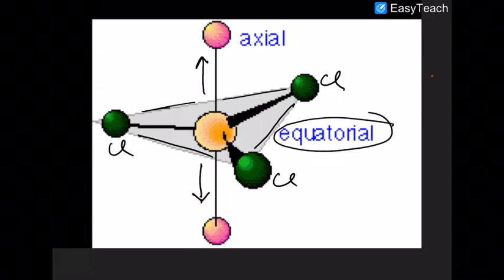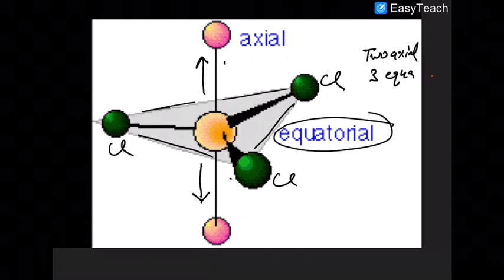So there are 2 axial bonds and 3 equatorial bonds, in the case of PCl5 that I am talking about.